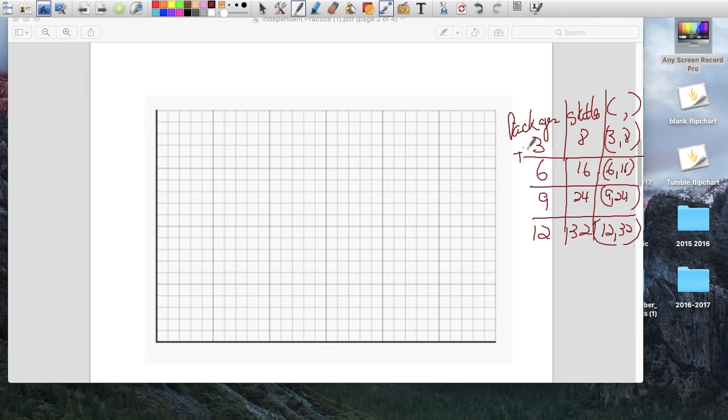So 12, 32. Here was plus 3, plus 3, plus 3. On this side was plus 8, plus 8, plus 8. Okay, an additive relationship here. So let's give this, I don't know, package of Skittles. Let's just call it Skittles. Okay, and we'll put packages over here and Skittles over here.